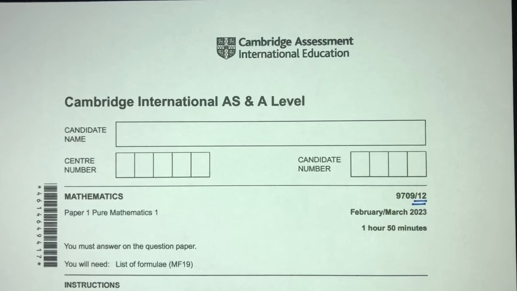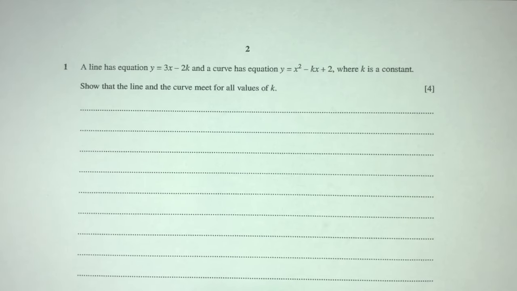This one is paper 1-2 of February-March 2023 for A-level math, paper 1. Now, with that being said, let's move on to the questions we have for you today. Let's move on to question number 1.